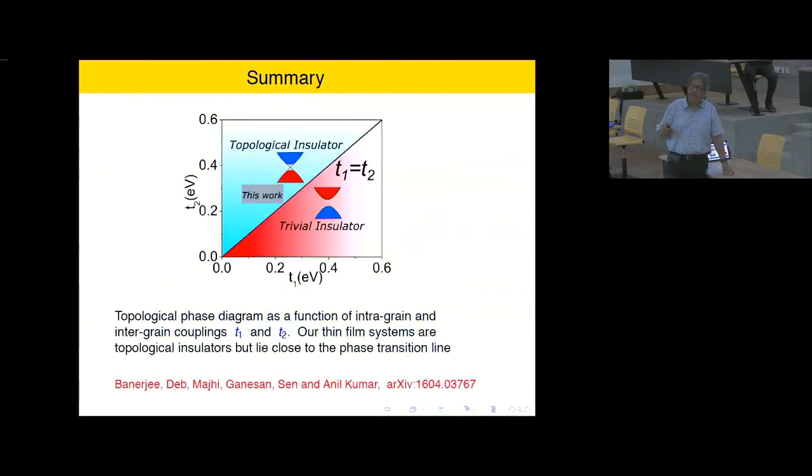And to summarize, this is kind of a phase diagram, T1 here and T2 there. This is the line T1 equal to T2, that's the phase transition line. T1 less than T2 is a topological insulator phase, and it looks like we are working in a region which is in the topological insulator regime, but just a little bit on this side of the phase transition line. We don't really know why this should be so, but that's what our work and results suggest. So that's the reference for you again, if you want to look at it. Thank you.